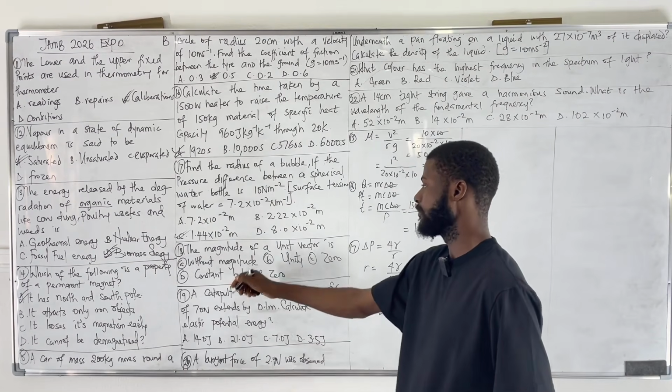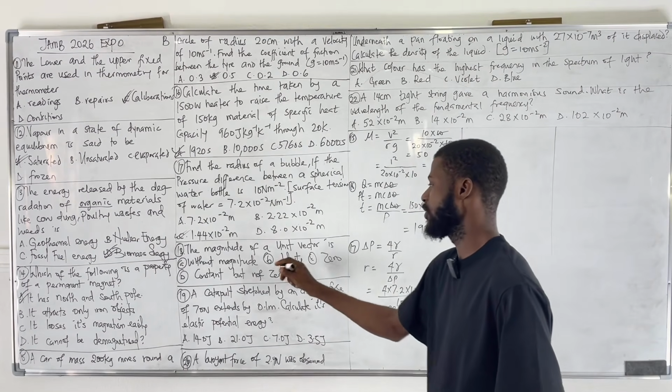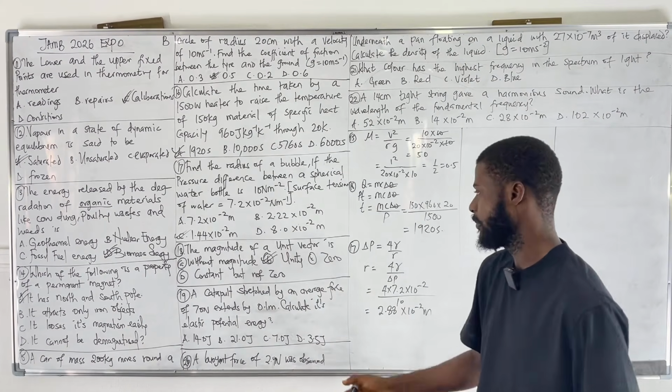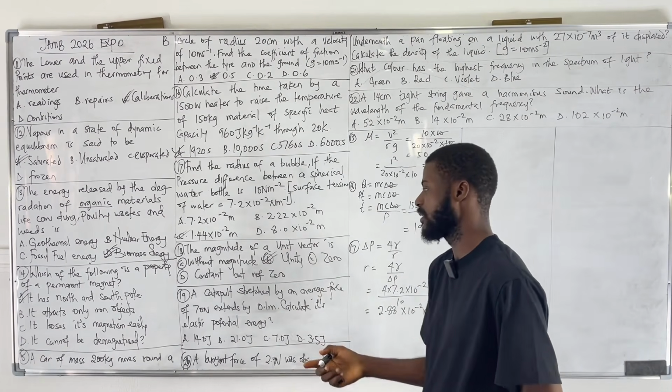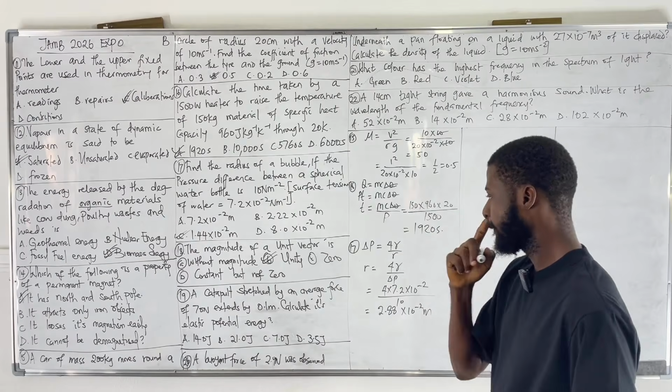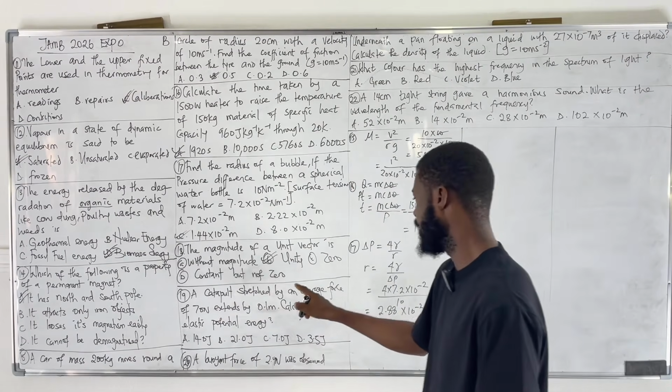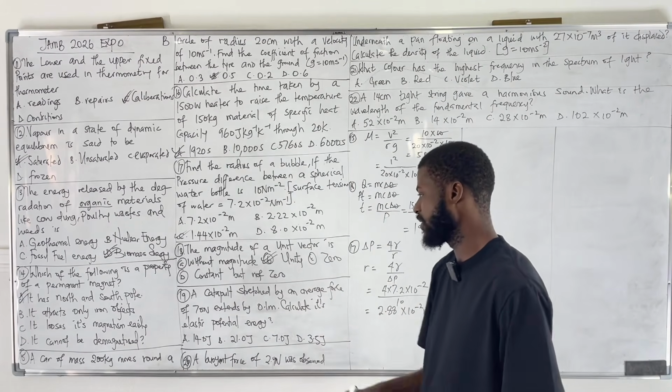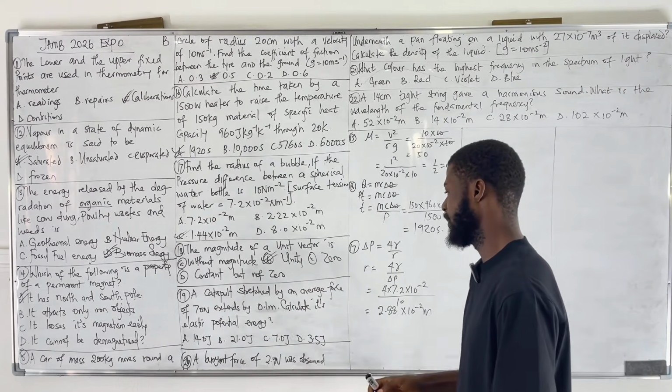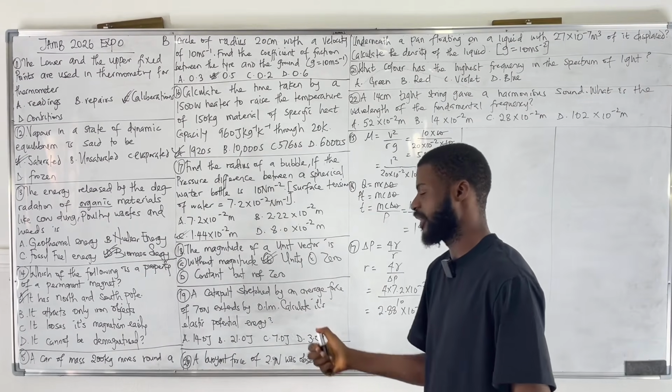Okay, question 18. The magnitude of a unit vector is unity. They're not going to tell you now. The magnitude of a unit vector is unity. So it's 1. So let's move on. A catapult stretched by an average force of 70 Newton extends by 0.1 meters. Calculate its elastic potential energy.